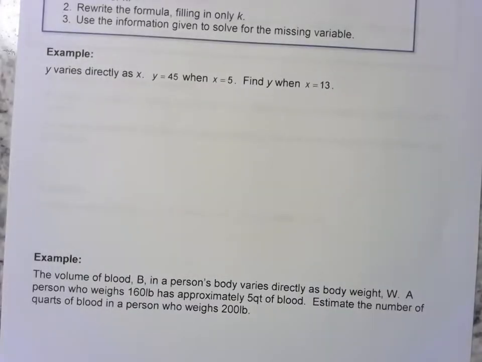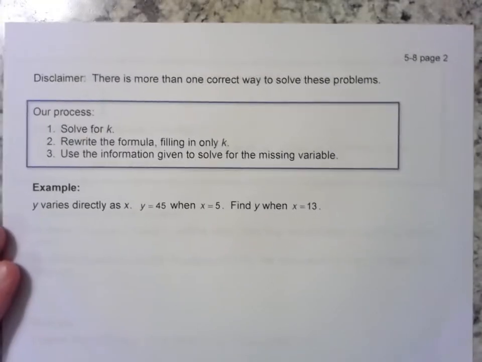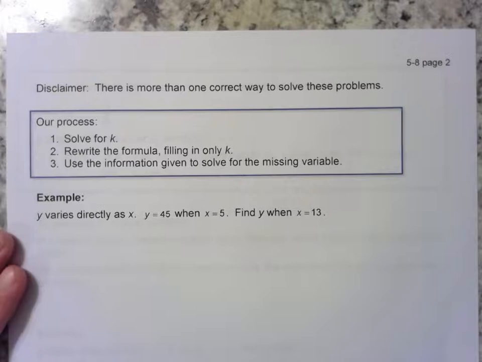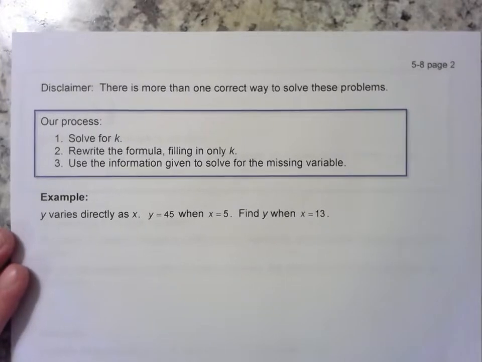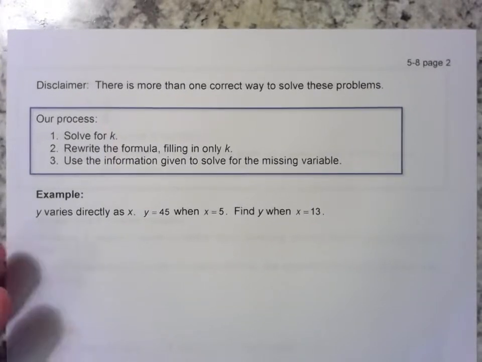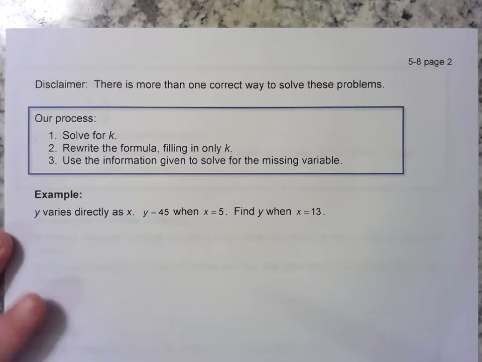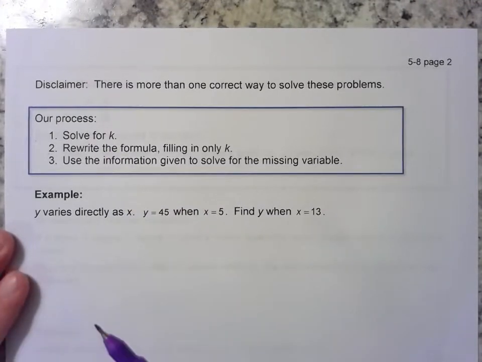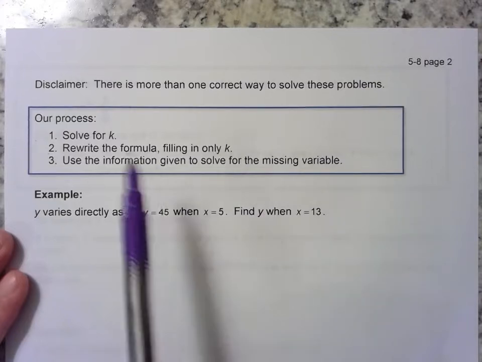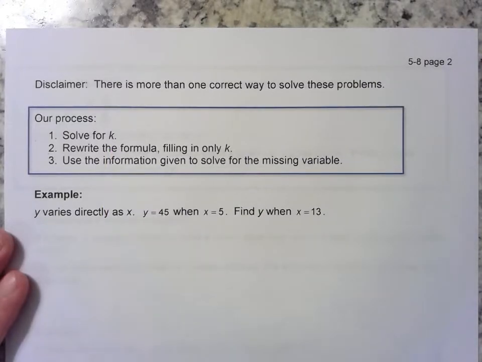And yes, there is more than one correct way to work this problem or these types of problems. This is just the process that we're going to learn in this section. If you know of a better way, I'm okay with you doing that. But keep in mind, on a test, you may be asked for very specific things like, what is k? What is your constant of variation? And if you use a different method, you might not know that answer. So let's look at the first example.